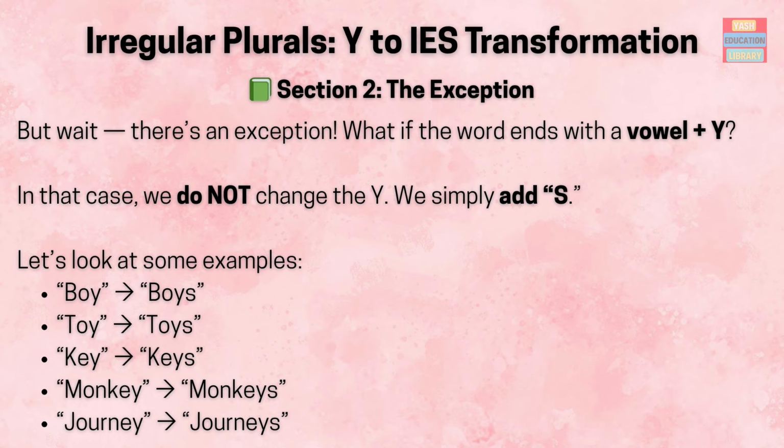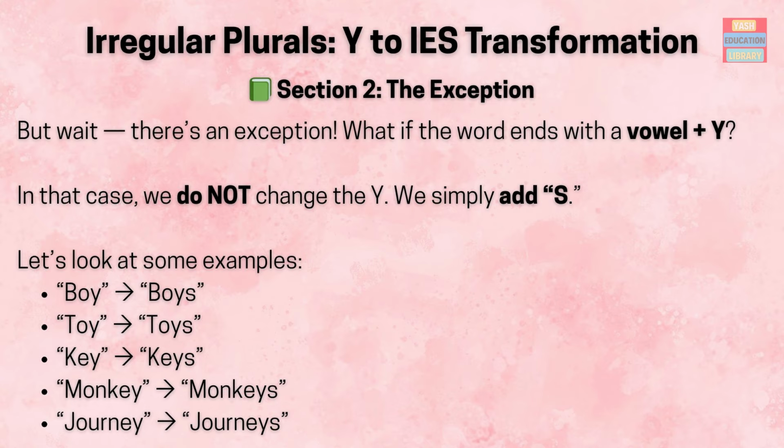Section 2. The exception. But wait, there is an exception. What if the word ends with a vowel plus Y? In that case, we do not change the Y, we simply add S. Let's look at some examples.